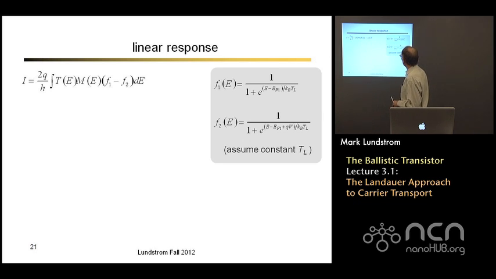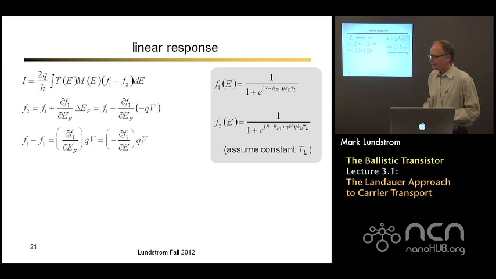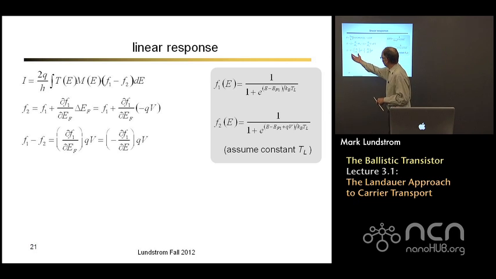We have this F1 minus F2, but they're close to each other because we're applying only a small voltage. That means I could take a Taylor series expansion for F2, and I could expand it in terms of F1, the derivative of F1 with respect to the Fermi level, because it's only the Fermi levels that have been changed by that small applied voltage, times the change in Fermi level. So that's F1 plus dF1, the derivative with respect to the Fermi level, and the change in Fermi level is just minus Q times the voltage applied to contact 2. So F1 minus F2 is given by this expression.